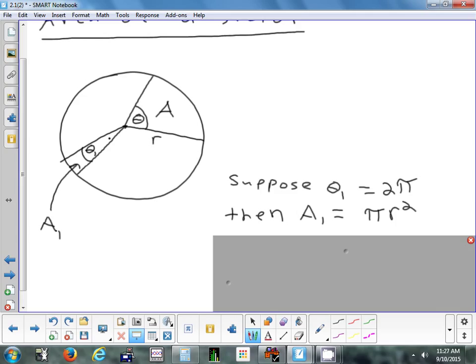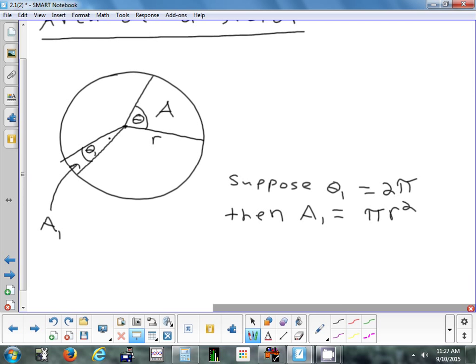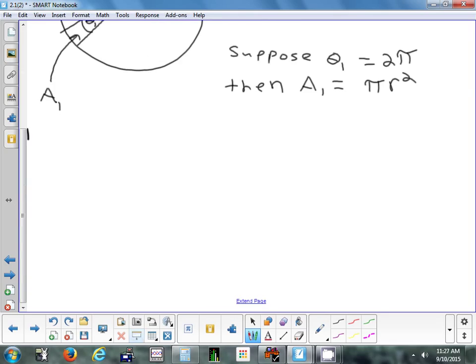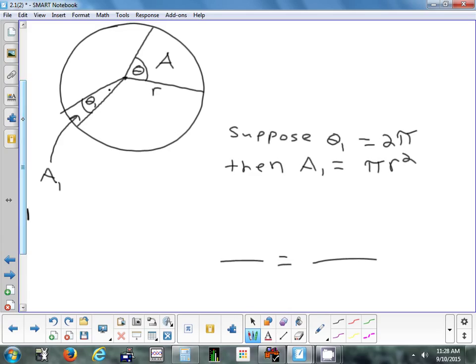Okay. Here's your starting fact. This is like, in 1 foot there are 12 inches. In 2 pi radians, that's the area. There's our starting fact, so let's set up our proportion. Theta 1 compared to area 1 is directly proportional to theta compared to the area. So theta 1 is to area 1 as theta is to area. There's our proportion.